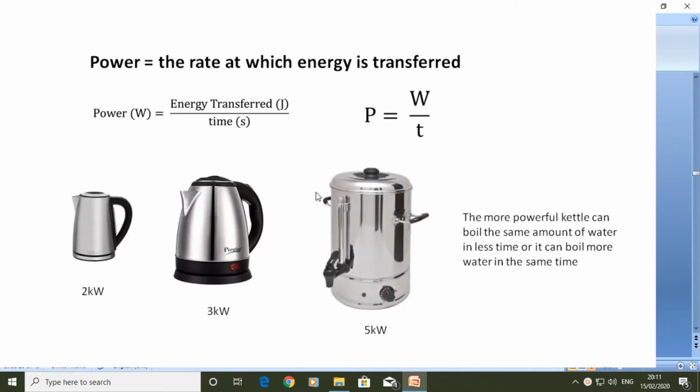If you look at these three kettles, well, they all transfer energy, electrical potential energy, into heat energy, but you'll notice that they have different powers. There's a 2 kilowatt, 3 kilowatt, 5 kilowatt, and the more powerful kettle can boil the same amount of water in less time because it's more powerful, or it can boil more water in the same time.